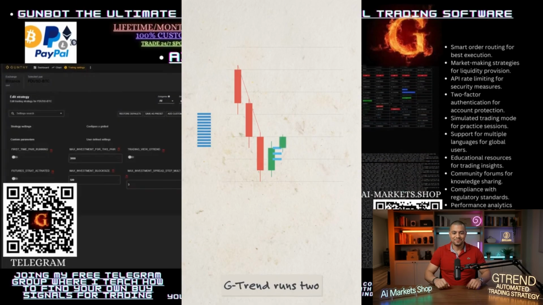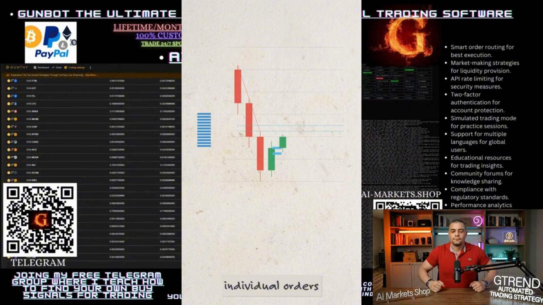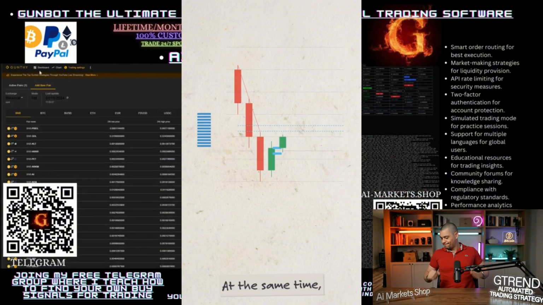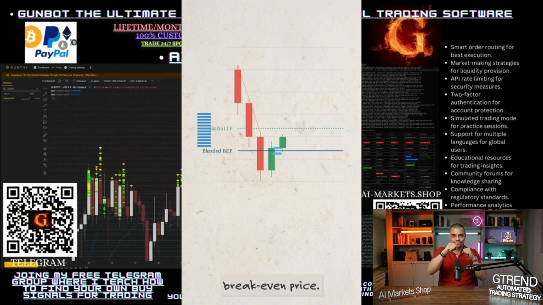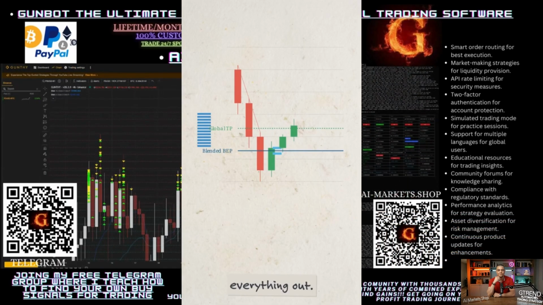For taking profits, Gtrend runs two systems at once. First, it quietly trims individual orders as they hit their specific targets. At the same time, it tracks your blended break-even price. When the overall position turns broadly profitable, it instantly clears everything out.